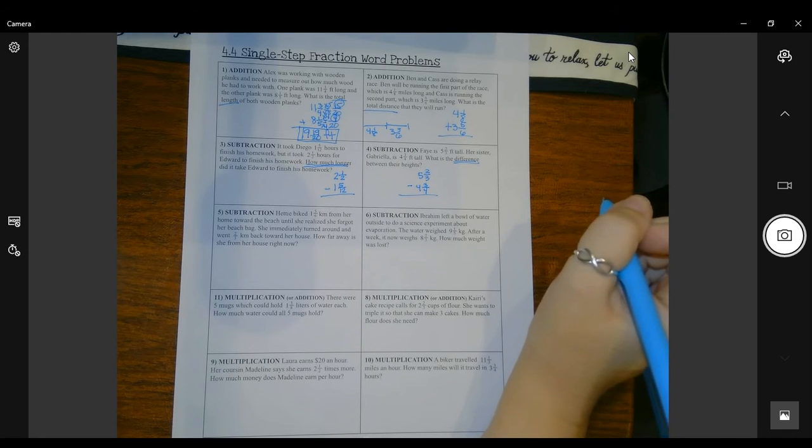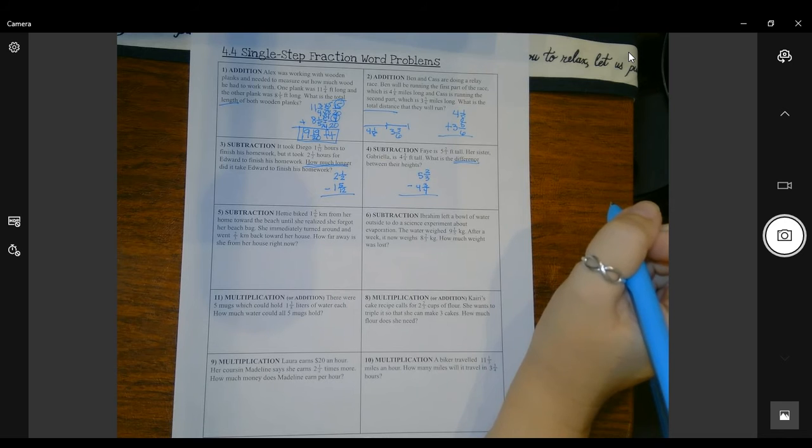Okay, number 5 says Hetty biked 1 and 5/6 kilometers from her home toward the beach until she realized that she forgot her beach bag. So she immediately turned around and went back 2/3 kilometers toward her house, and you want to know how far away she is from her house right now.